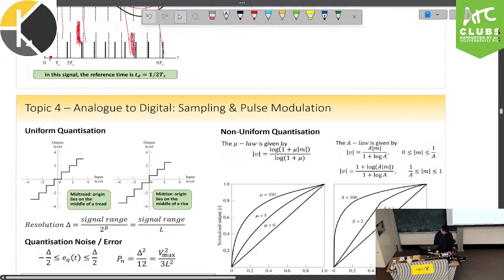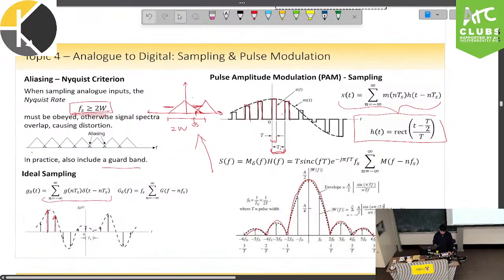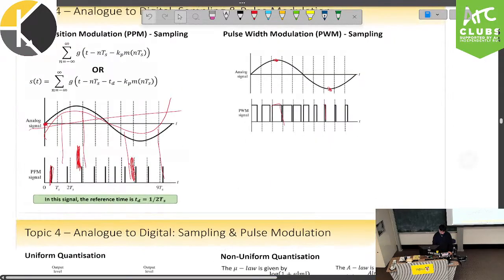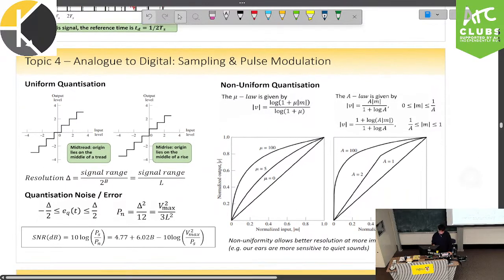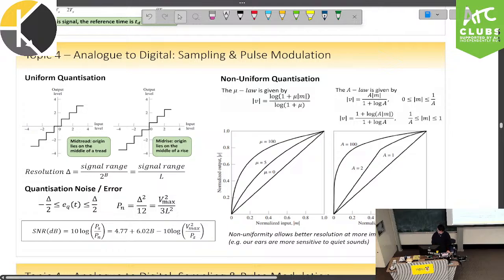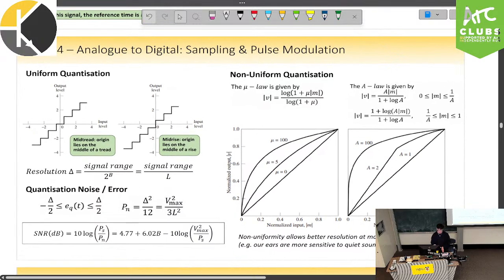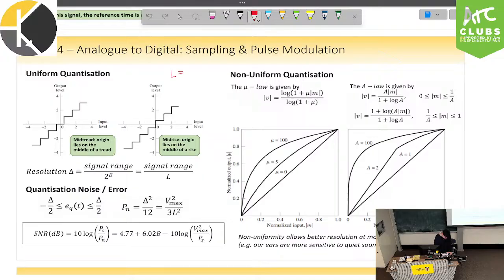Cool. So after we've sampled, looking specifically at pulse modulation, we'll have some sort of amplitude that is still with respect to our analog signal, and we need to quantize this to levels. There are two main ways of doing this. The first one is uniform quantization. So we have some number of levels L, which is 2 to the power of the number of bits that we have. And what we'll do is we'll take some signal, and depending on which level it's closest to, we'll just shift that amplitude to that level.